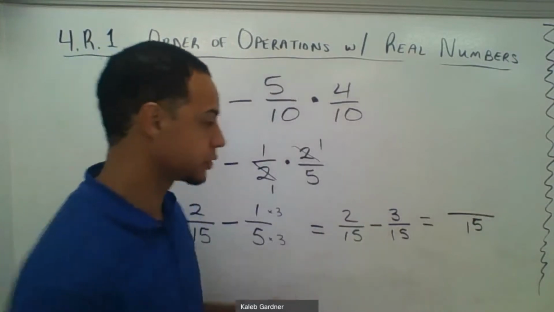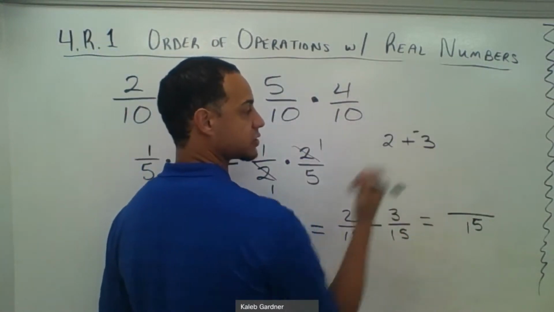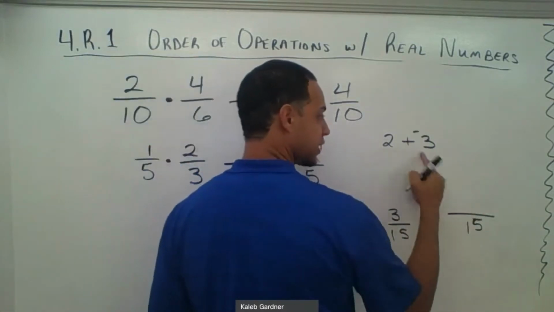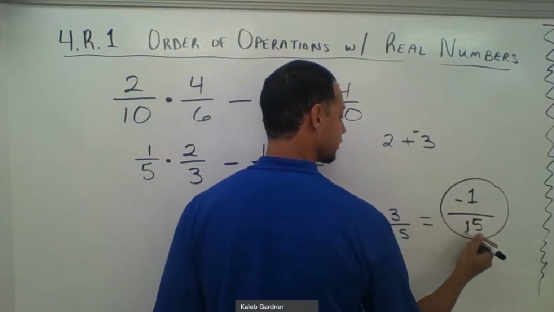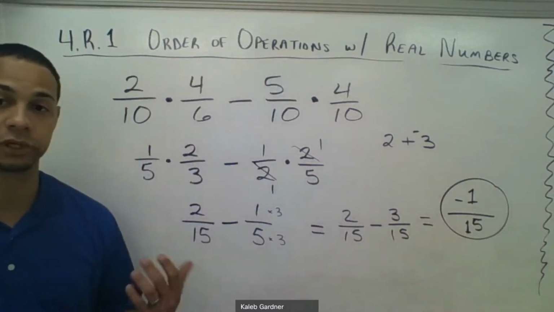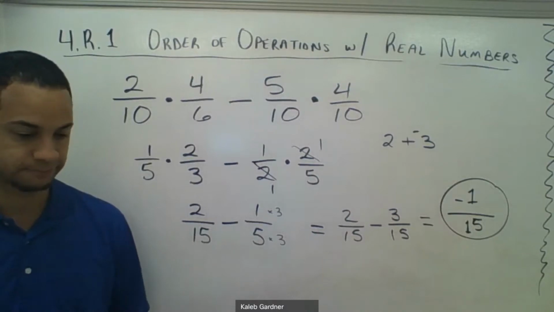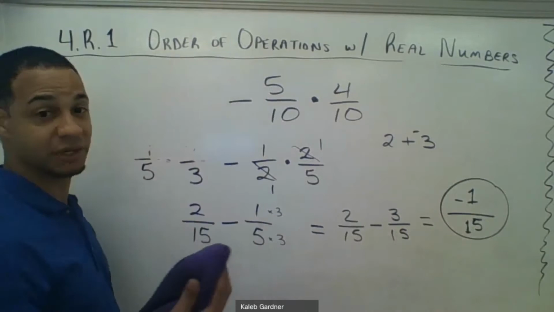2 minus 3 can be written as 2 plus negative 3, if you want to. And the answer to that is -1. So our final answer is -1 over 15. Y'all, that was a lot, and I'm sorry, but I told you at the beginning the problem was evil. For the record, I didn't make up any of these problems.